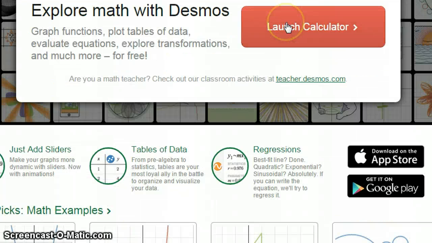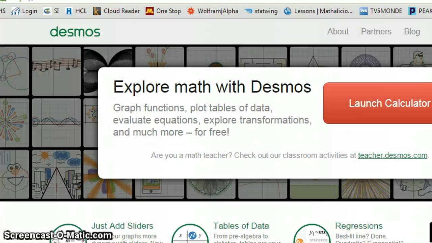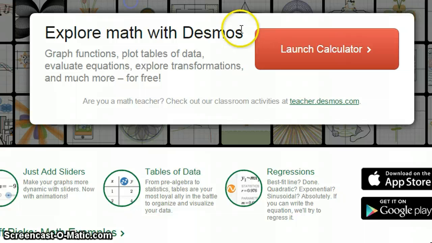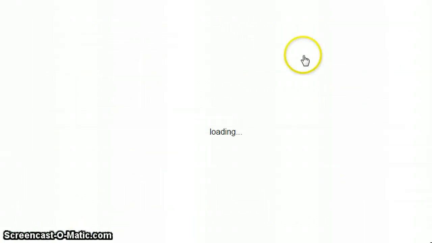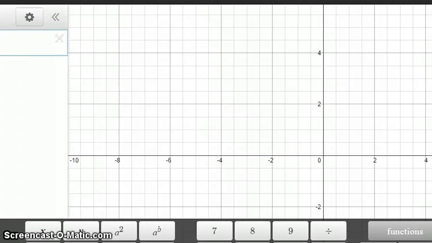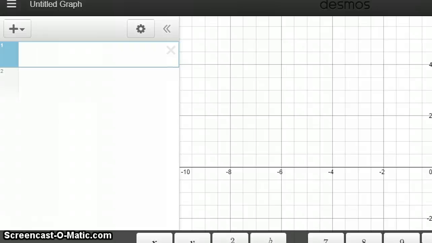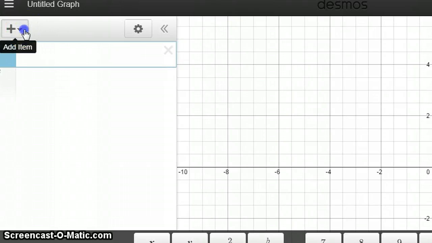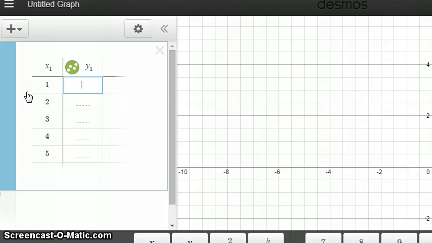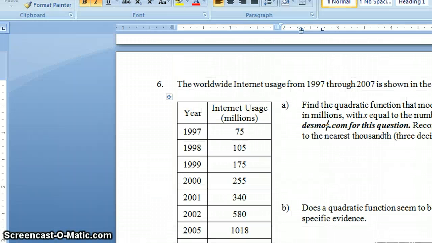Now let's go to Desmos.com. Right? Desmos.com. Launch the calculator. And hopefully you guys are familiar with this screen by now. We're going to put that data into Desmos. So we're going to add a table. Alright, and then we go back to our data.